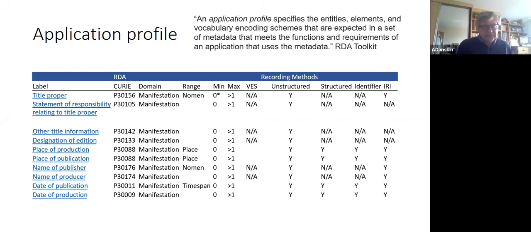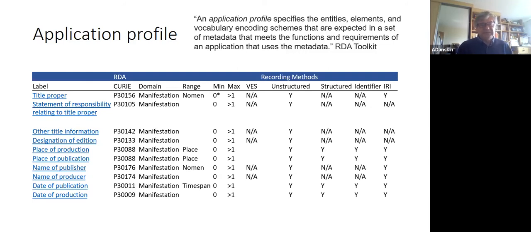So we have a label which contains a link to the RDA element. We have an identifier for the RDA element. We have the domain, which is essentially the entity that the element applies to, and the range, which, if it's a relationship, is the entity to which the element points.